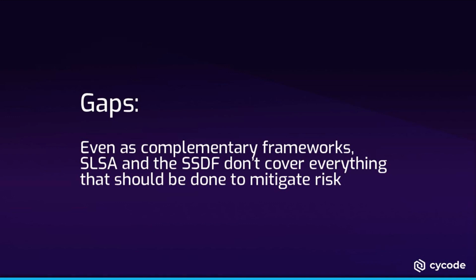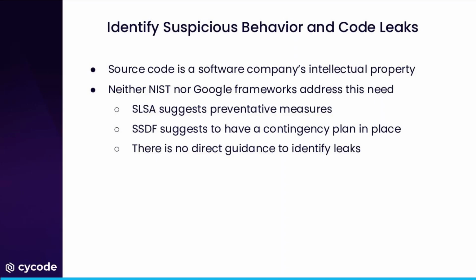Now, there are some gaps within these frameworks. They are complementary, but they don't cover everything that should be done to mitigate risk. Source code is at the core of every software company's intellectual property. If it falls into the hands of attackers, the repercussions can be tangible very, very quickly. But neither NIST nor Google frameworks address this need.